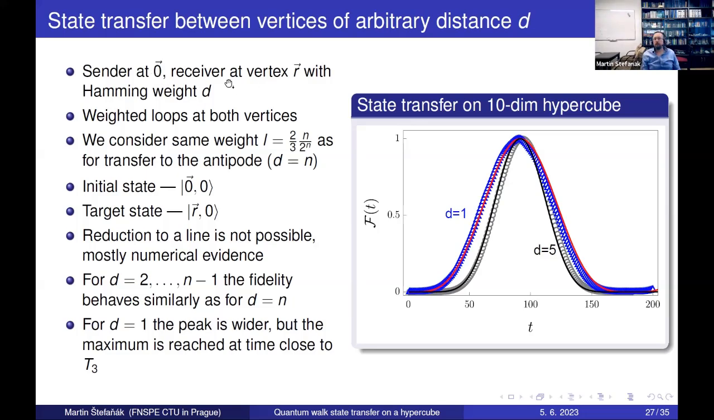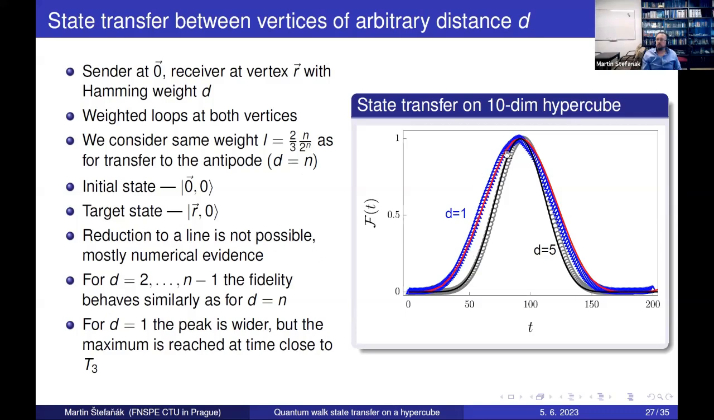Now, again, say the sender is at the vertex zero, and the receiver has a distance D from the sender. We will consider the same weighted loops on both of these vertices, and we take the same weight as we had for the antipode, like it works pretty well. Something can be done for a general weight L, but in the end, this was the optimal choice.